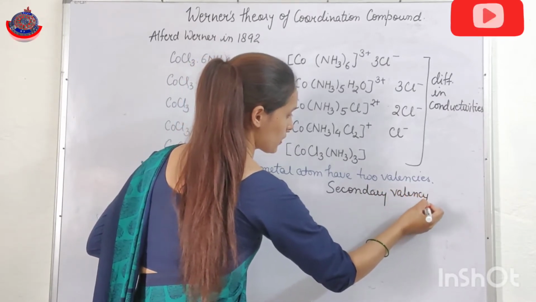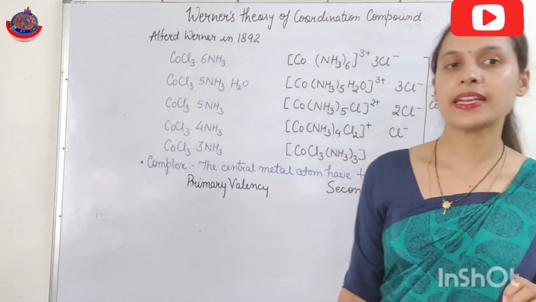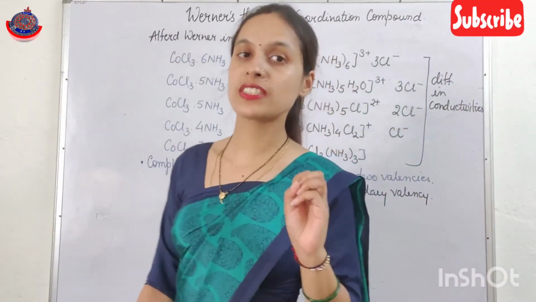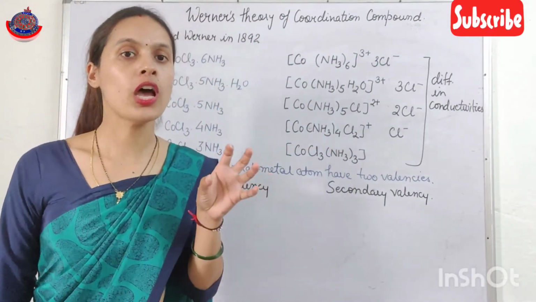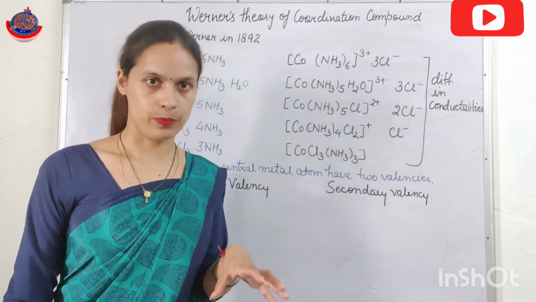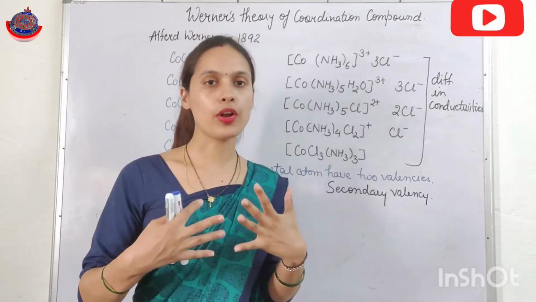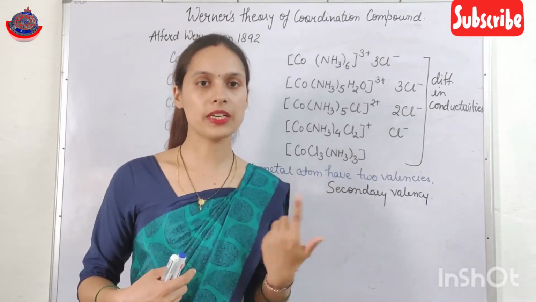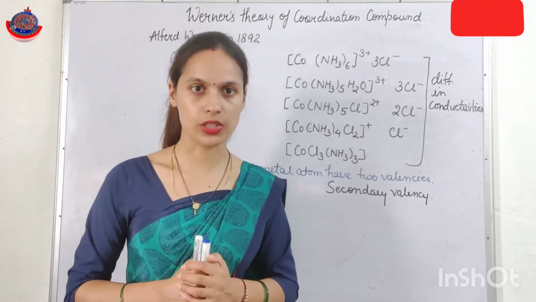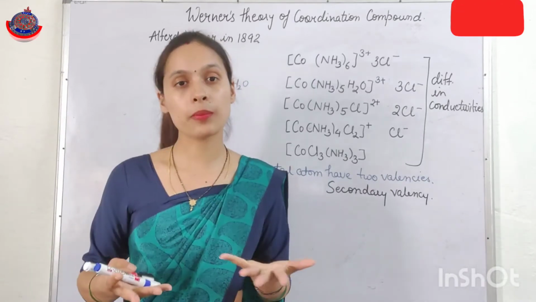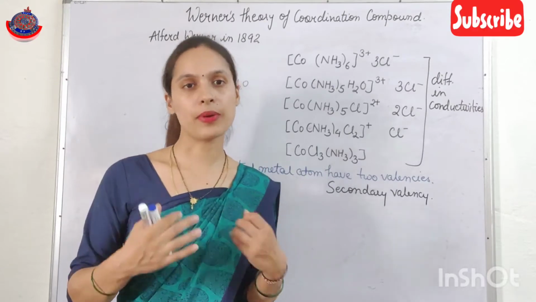Now primary valency को कैसे define करेंगे हम? When the central metal atom is present in the form of simple salt, at that time the number of atoms which are present around that particular central atom, that is its primary valency. वो उसकी प्राइमरी वैलेंसी होती है. सो जब मेटल अपने सिंपल सॉल्ट में प्रेजेंट होता है, उसके अराउंड जितने भी एटम्स होते हैं उसको हम उसकी क्या कहते हैं? प्राइमरी वैलेंसी.